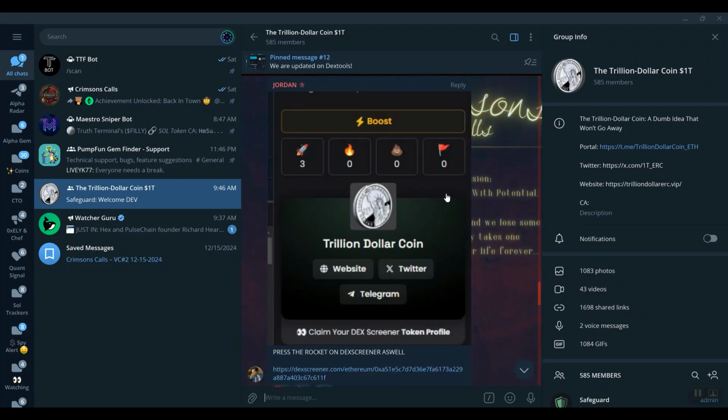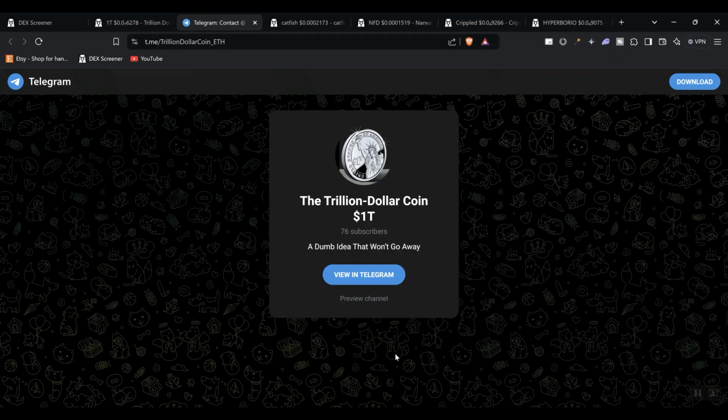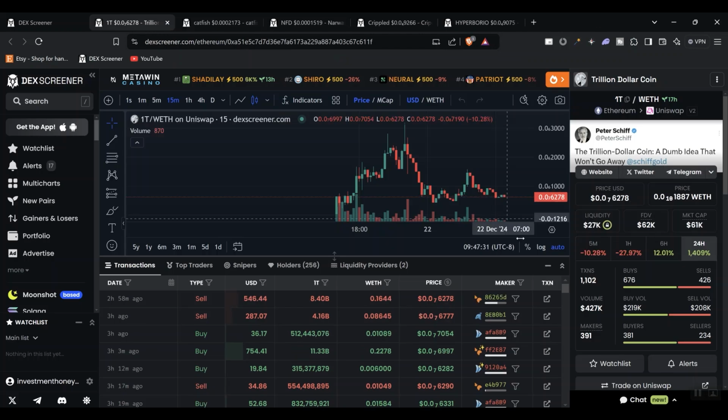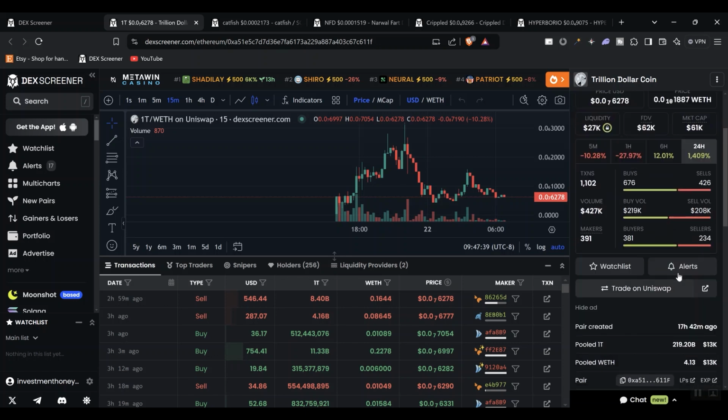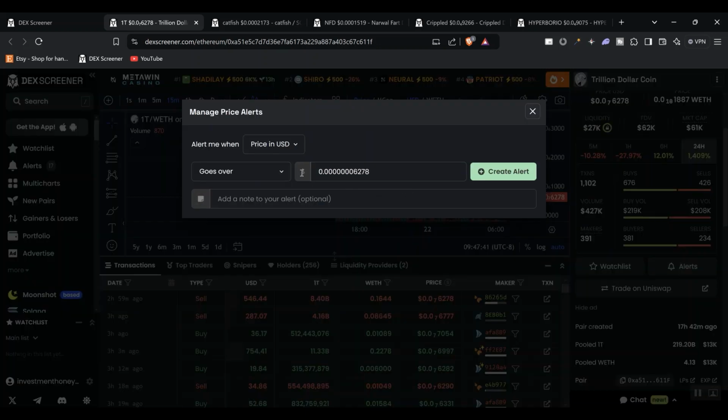Okay, so for this one, I'd be interested in setting an alert, even though we're still looking at some retracement, and we can see that here on the 5-minute and the 1 hour. Okay, now the reason why I'm still interested in setting the alert is because of what I saw in the channel.